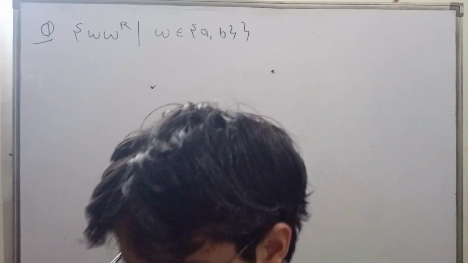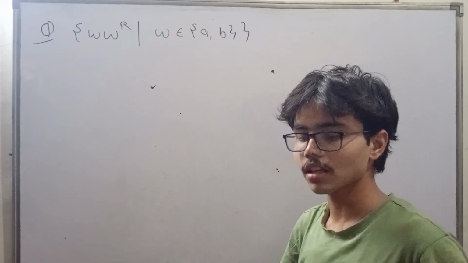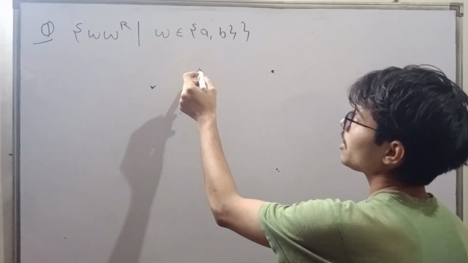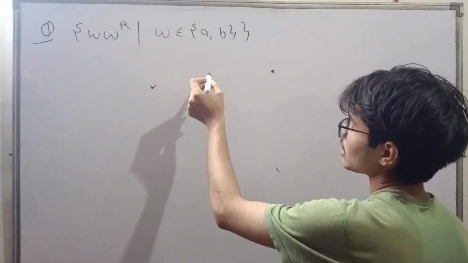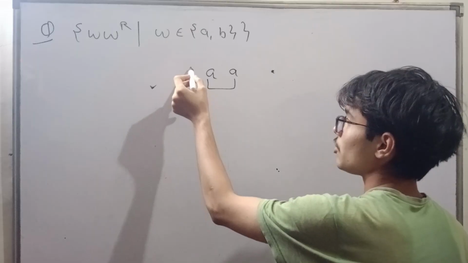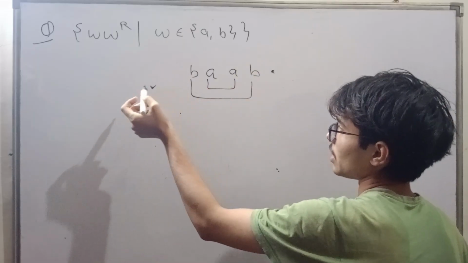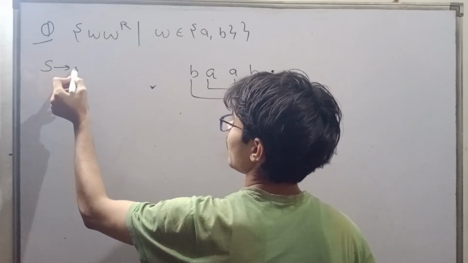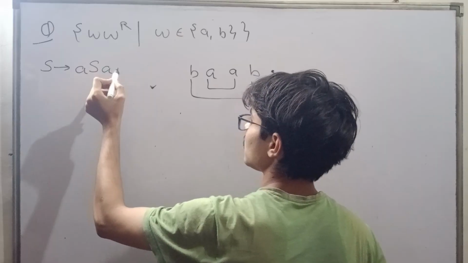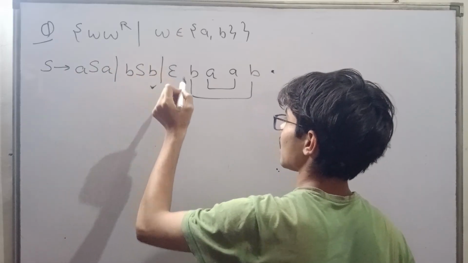You can also do it by yourself, as you can understand how these things work. This is similar to the previous one. In WW reverse, whenever you write A, you have to write A here also. If you write B here, then you have to write B here. Simple thing. So you can write a grammar such that whenever you write A, you write A here, whenever you write B, you write B here, and at the last epsilon.